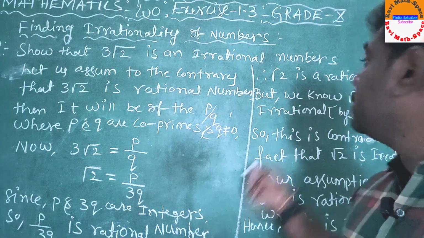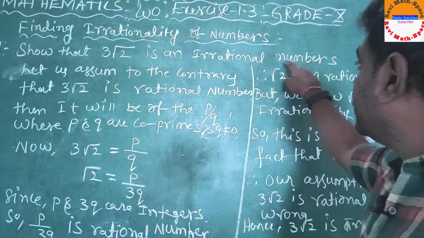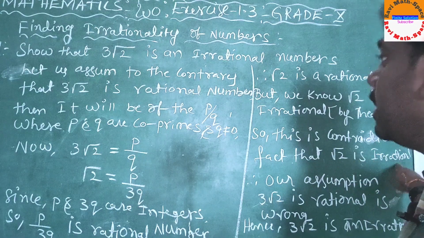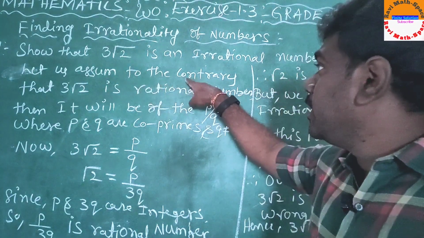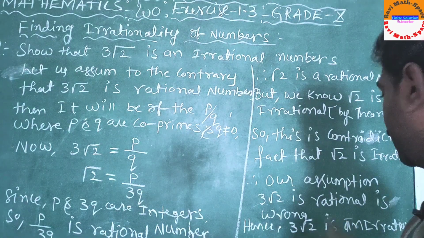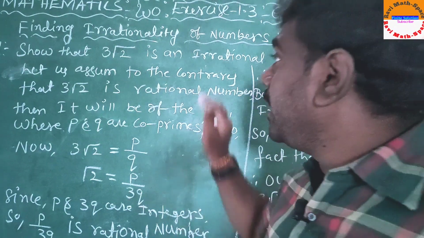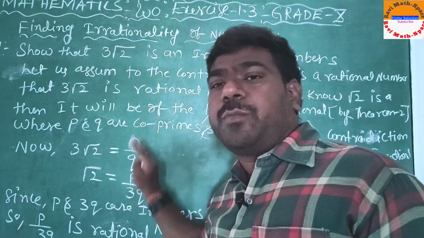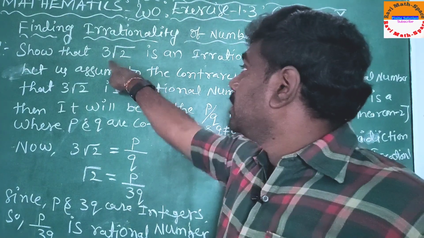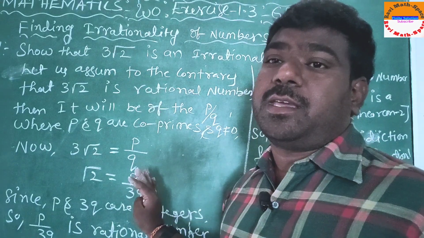But we know root 2 is irrational. So this is a contradiction to the fact that root 2 is irrational. Therefore, our assumption that 3 root 2 is rational is wrong. Hence, 3 root 2 is an irrational number. This is the simple proof. By applying the same procedure, we can show the irrationality of this type of numbers. Understanding here? The procedure is the same.